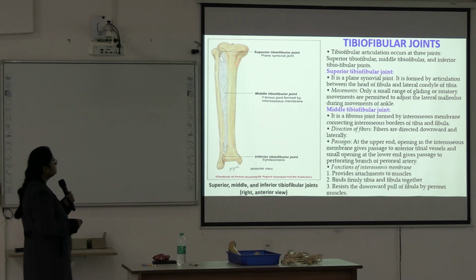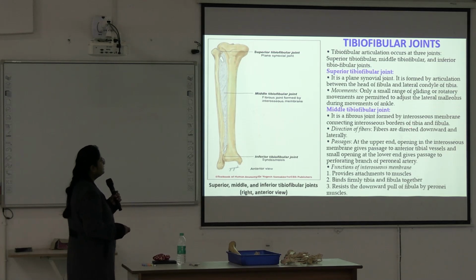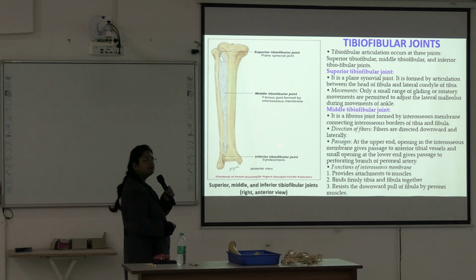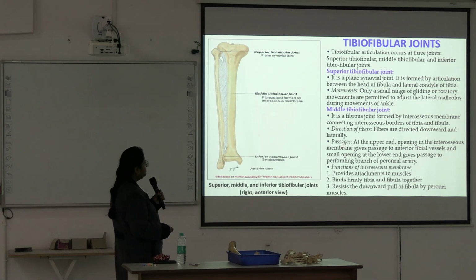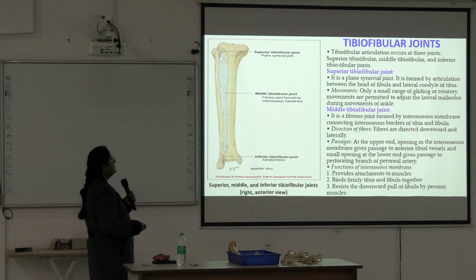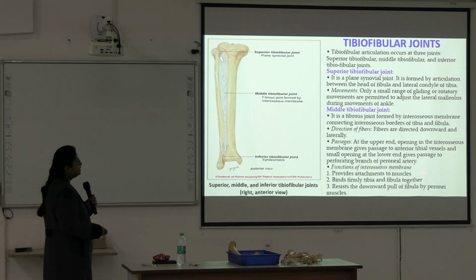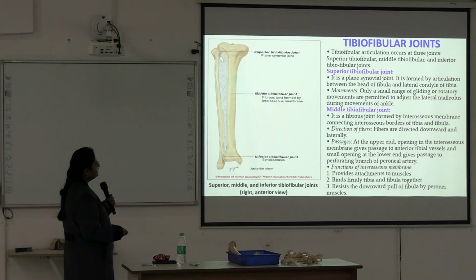Here you can see the interosseous membrane, connecting the interosseous borders of tibia and fibula. What is the direction of fibers? Fibers are directed downward and laterally towards the fibula. Passage: at the upper end, there is an opening in the interosseous membrane that gives passage to the anterior tibial vessels, and a small opening at the lower end gives passage to the perforating branch of the peroneal artery. See, this is the upper opening, this is the lower opening.